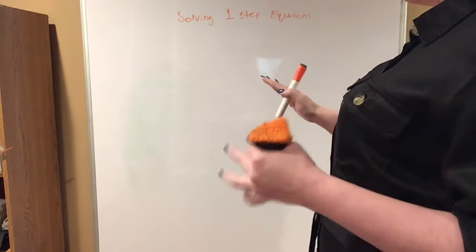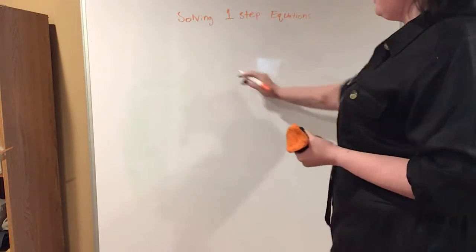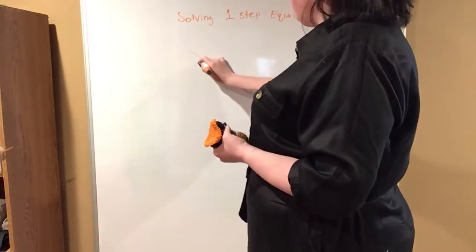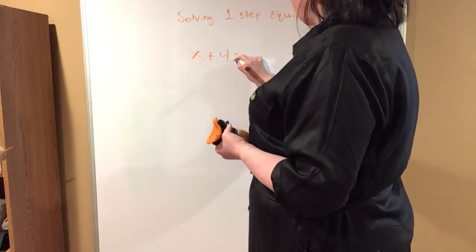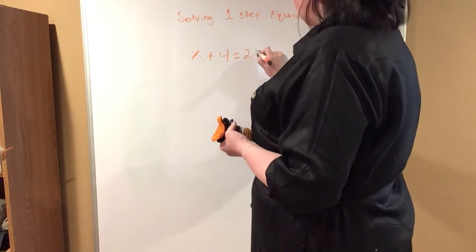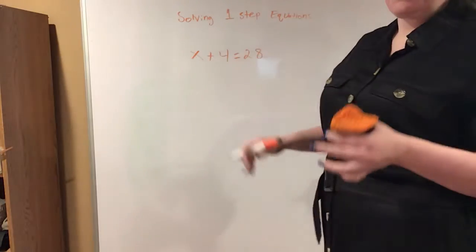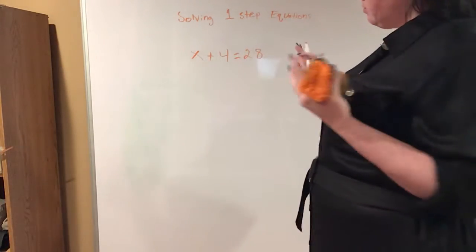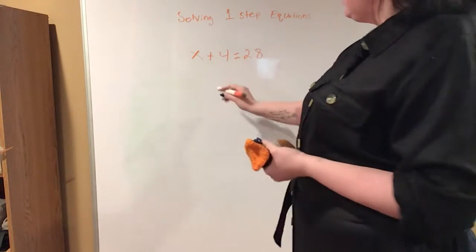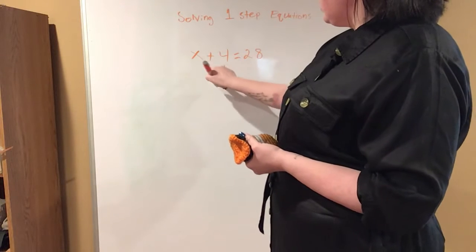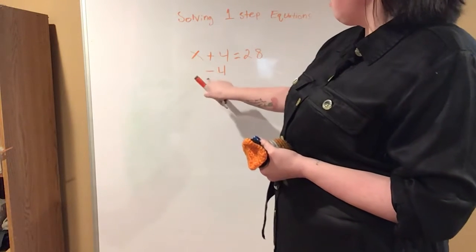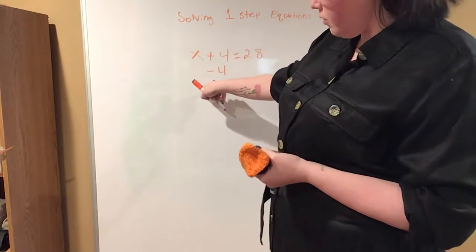So, solving a simple one-step equation is kind of like having x plus 4 equals 28. So we have one step. We have to get x alone. So we do the opposite of what this is saying, which is saying to add. So we're going to subtract the 4.